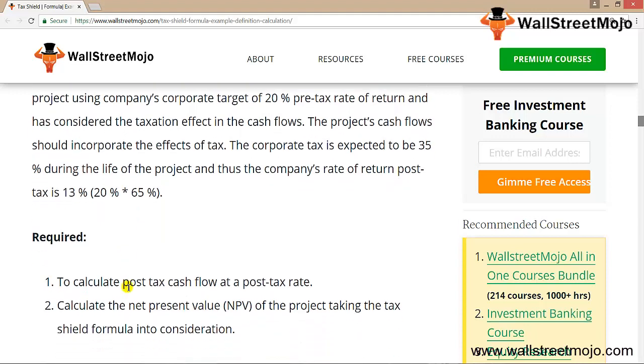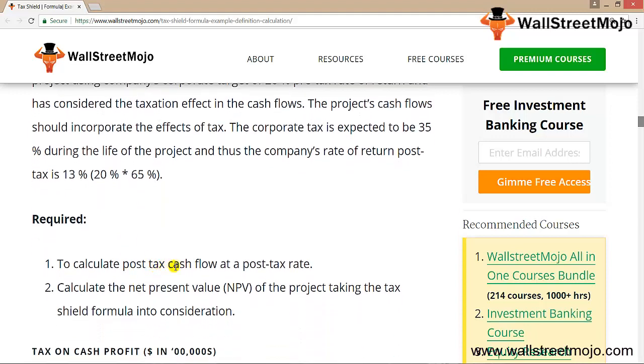What are we told to do? To calculate the post-tax cash flow at the post-tax rate, which is very important. Post-tax cash flows at post-tax rate, pre-tax cash flows at pre-tax rate, as simple as that. So calculate the NPV of the project taking the tax shield formula into consideration.